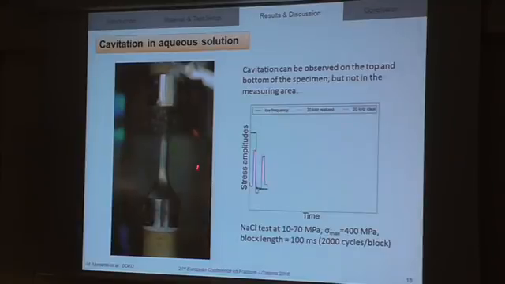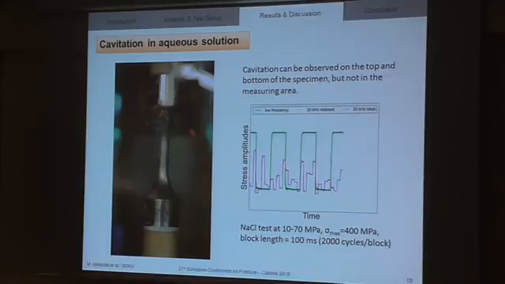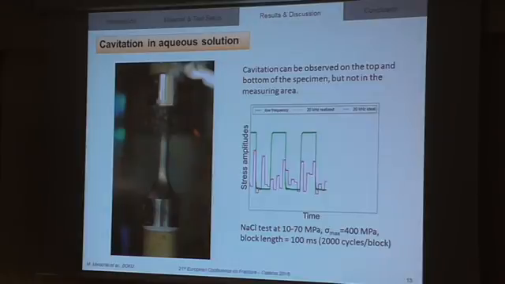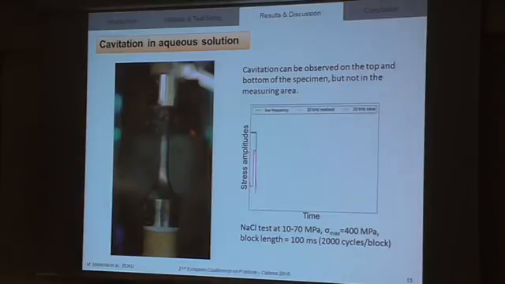You can see in this image cavitation, but not in the cylindrical part in the measuring area, so we have no problem with cavitation. This is one of the diagrams you saw before. In this case, it is for a sodium chloride test at 10 to 70 megapascal with a sigma max of 400 megapascal. And you see in red no difference compared to the measurement in air.